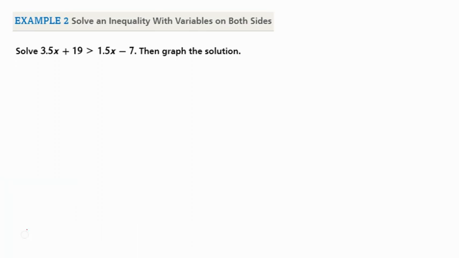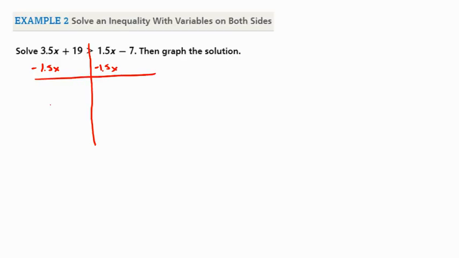Another example here. So it says, we're going to solve the inequality. All right, so this says 3.5x plus 19 is greater than 1.5x minus 7. So notice there's not the equal to, right? Just greater than. Then we're going to graph the solution. So again, I'll draw my line down the inequality because there's no parentheses, right? No distribution. I'm going to bring my 1.5x over to the left by subtracting 1.5x on both sides.